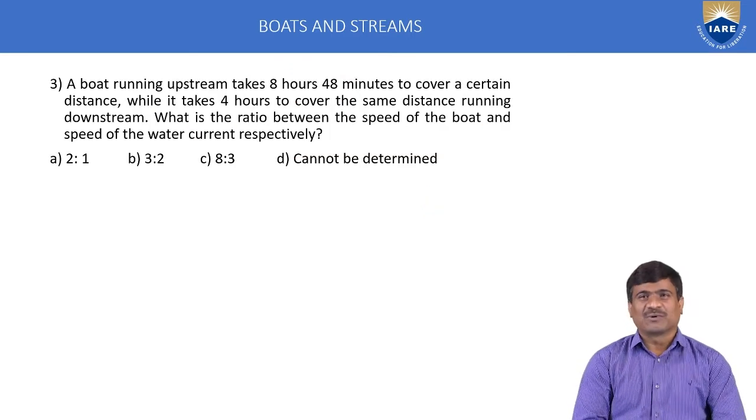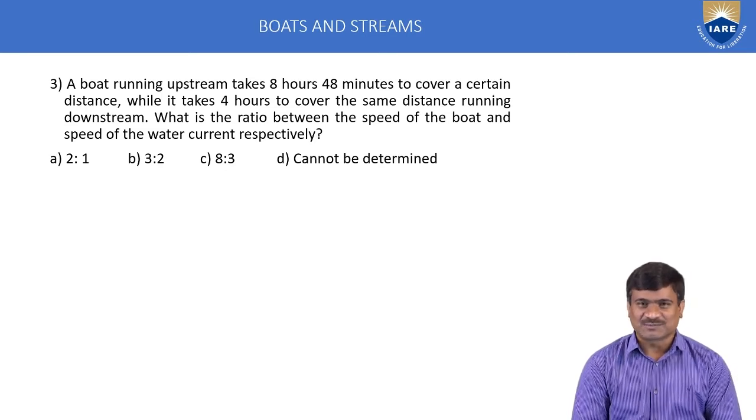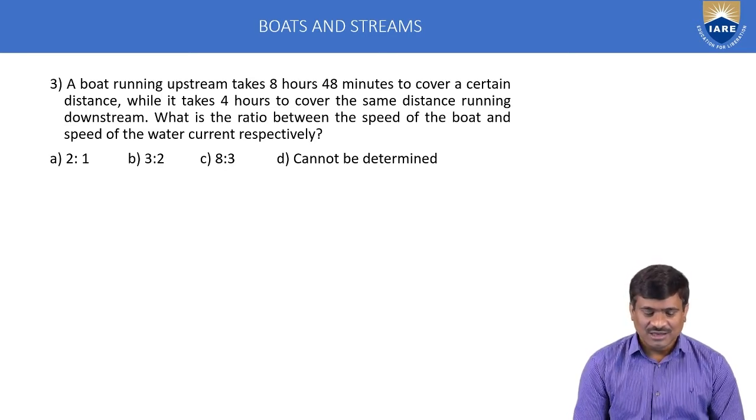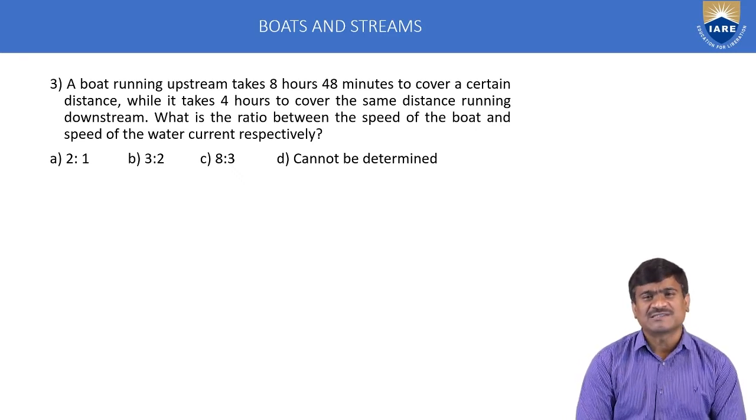Next, the third example. Important. In the boat and stream topic, only the third example is important. This model is very important for competitive exams. A boat running upstream takes 8 hours 48 minutes to cover a certain distance, while it takes 4 hours to cover the same distance while running downstream.